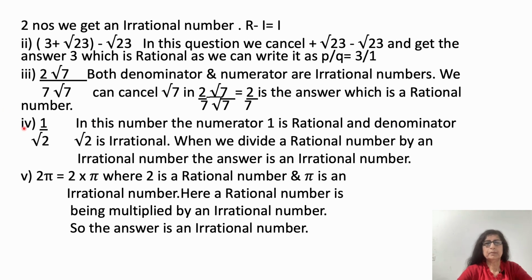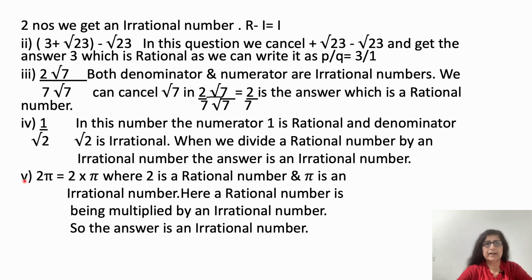We move on to part 4, 1 upon under root 2. In this number, the numerator 1 is rational and the denominator under root 2 is irrational. When we divide a rational number by an irrational number, the answer is an irrational number.